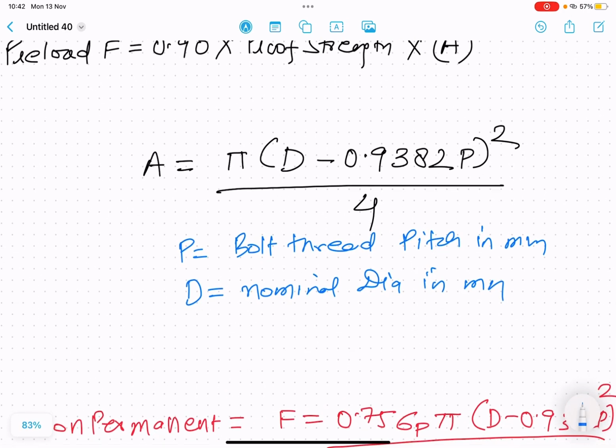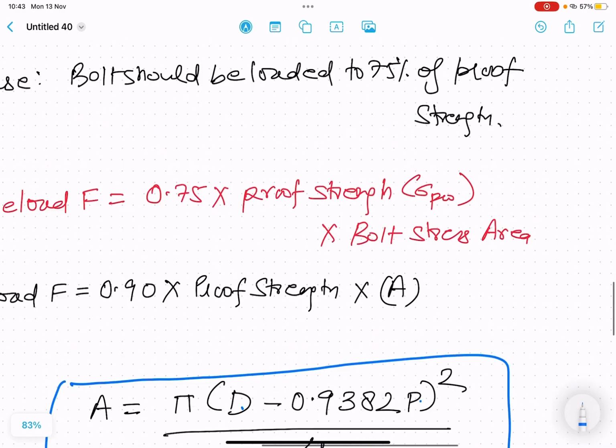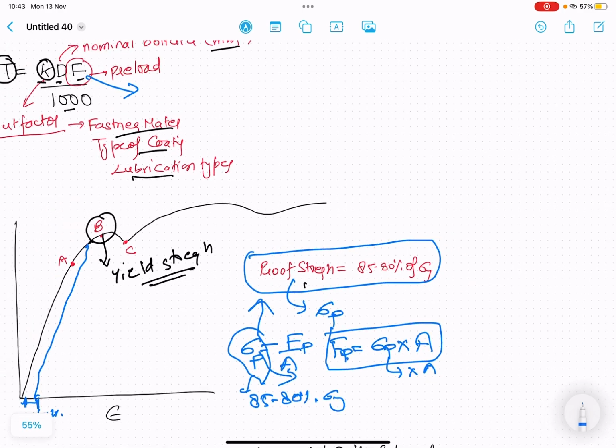This area under stress is A is equal to pi into (d minus 0.9832 p) whole square, divided by 4. Okay, all these terms are known. d is the nominal diameter, p is the pitch. You have to identify these. So when you calculate this area, you just put it in over there, Fp is equal to sigma p into area. In this way your Fp is calculated.